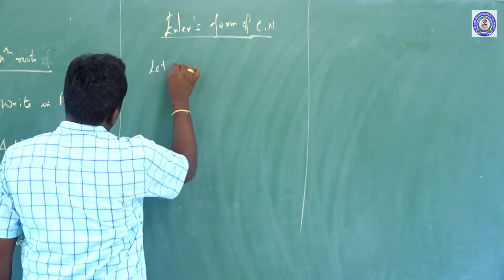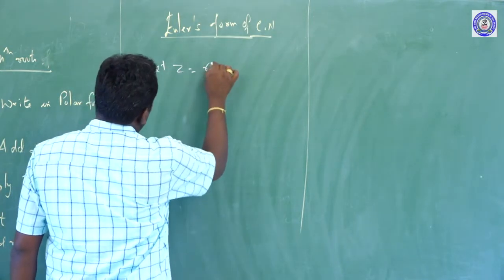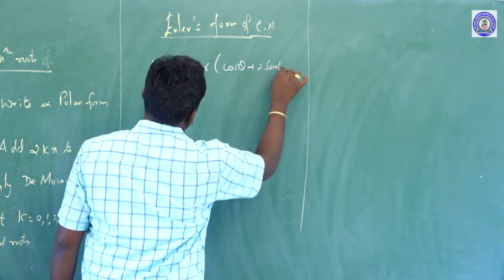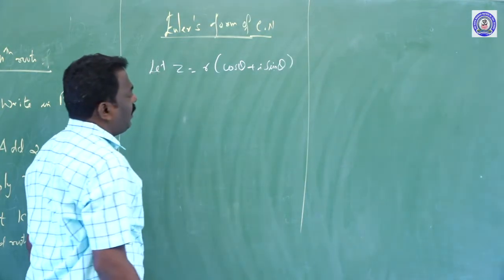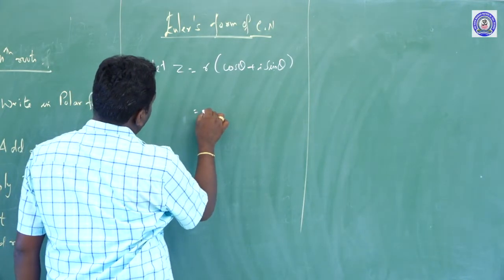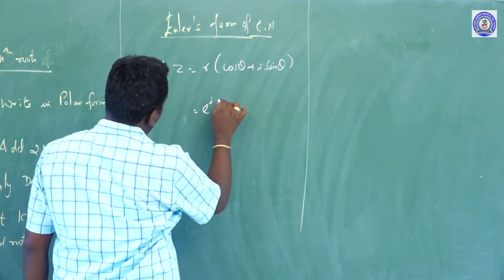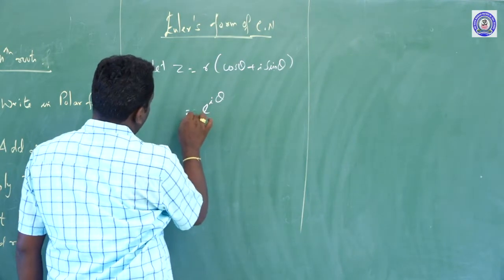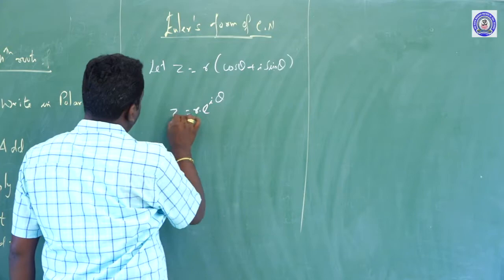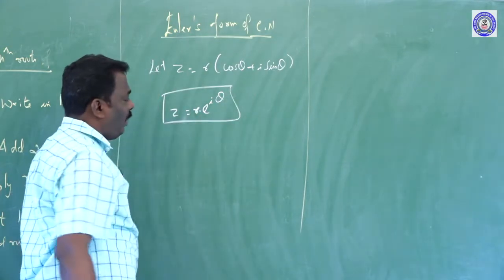Let we know z in the polar form is equal to r into cos theta plus i into sin theta. It is called the polar form of a complex number. And Euler's form is equal to e power i theta, that is r into e power i theta. It is called Euler's form or exponential form.